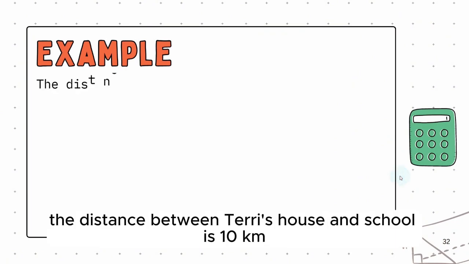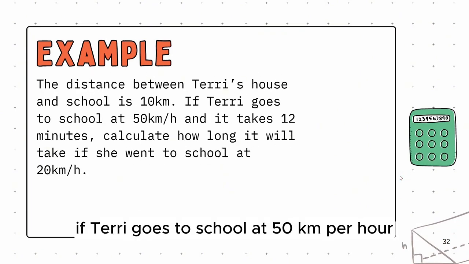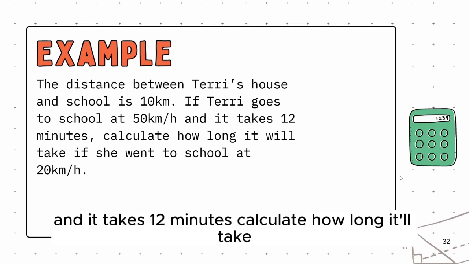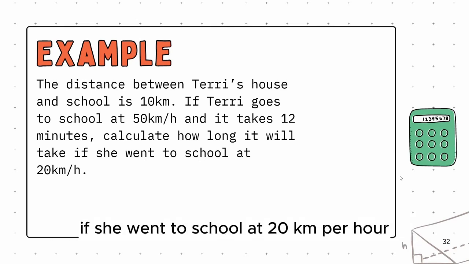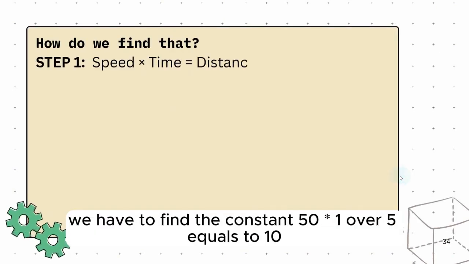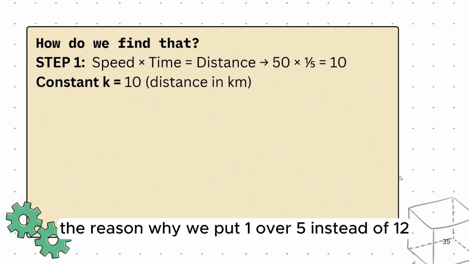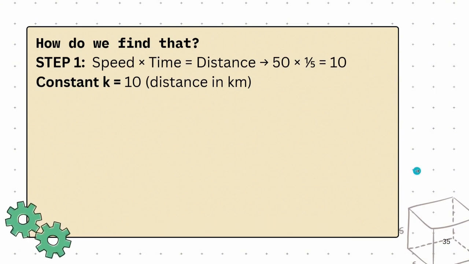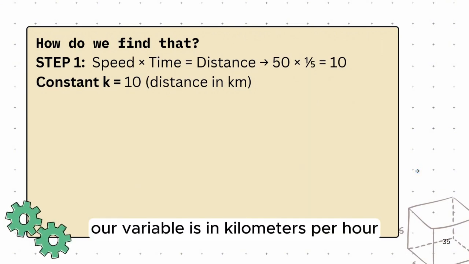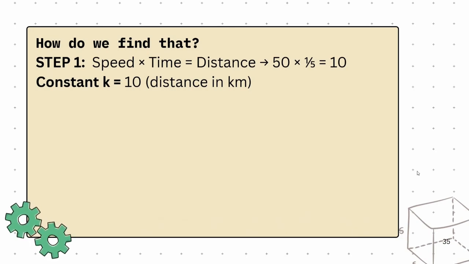Here's an example. The distance between Terry's house and school is 10 kilometers. If Terry goes to school at 50 kilometers per hour and it takes 12 minutes, calculate how long it'll take if she went to school at 20 kilometers per hour. So for the first step, we have to find the constant. 50 times 1 over 5 equals 10. The reason why we put 1 over 5 instead of 12 is because our variable is in kilometers per hour and not kilometers per minute. And 12 minutes is 1/5 of an hour.